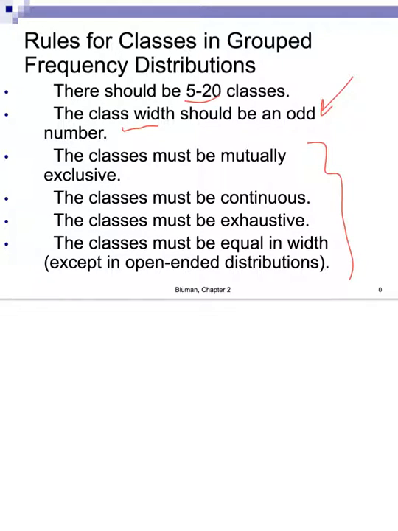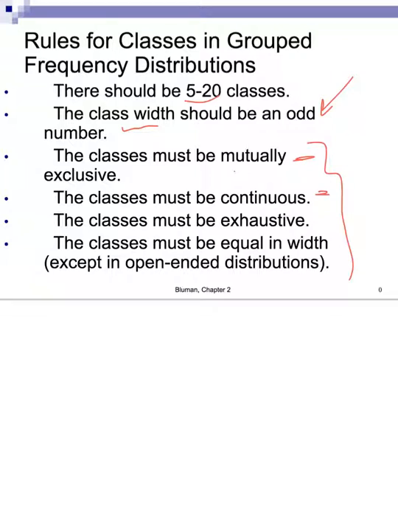The classes must be mutually exclusive, or in other words, they need to be completely separate. For example, you cannot say 11 to 12 and then start off your next class with 12, because where would you put the number 12? Would it go in this class or that class? So you cannot have any overlapping whatsoever. That's what mutually exclusive is. They need to be completely separate.